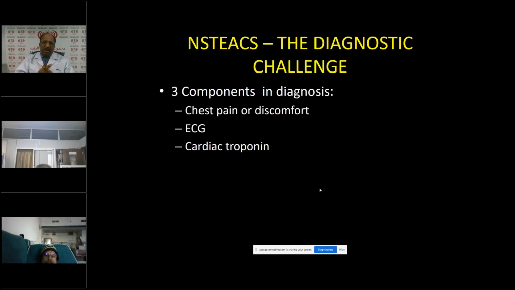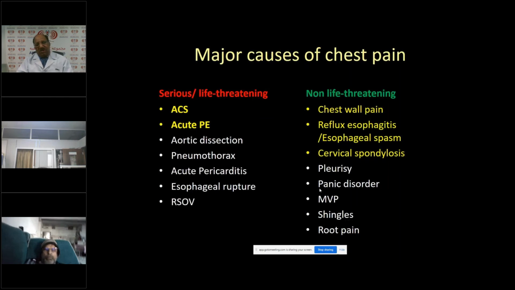So any chest pain, acute chest pain is a diagnostic challenge. So there are 3 components in diagnosis, and these 3 should be applied in patients with acute chest pain. One, the nature of chest pain or discomfort, the features. Second is the electrocardiogram. Third is cardiac troponin, that is high sensitive cardiac troponin. Now, what are the major causes?